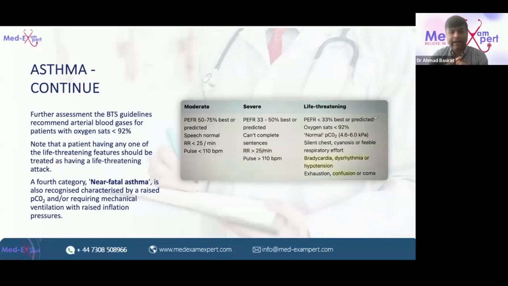Now, in terms of asthma, obviously, you can say we have moderate, severe, and then life-threatening asthma. These are the main things. Some MCQs have been made based upon the classification of asthma. There is a fourth category as well, which is called near fatal asthma. Near fatal asthma is basically only when you see a raised PCO2 on the blood gas or ABG, or requiring mechanical ventilation with raised inflation pressures. So moderate, severe, life-threatening, and then near fatal asthma. This is as per the BTS guidelines.